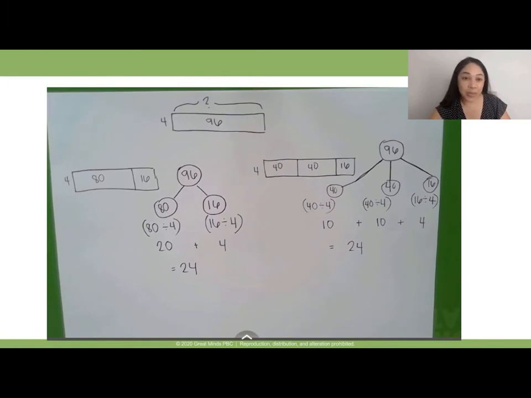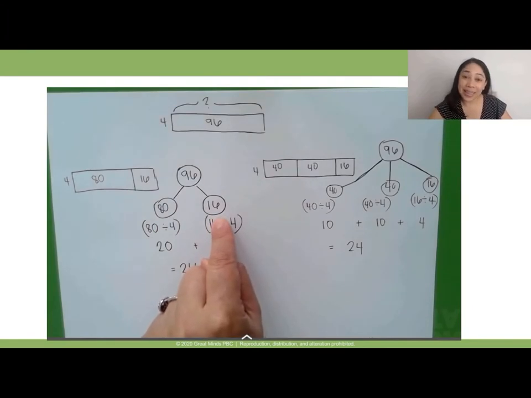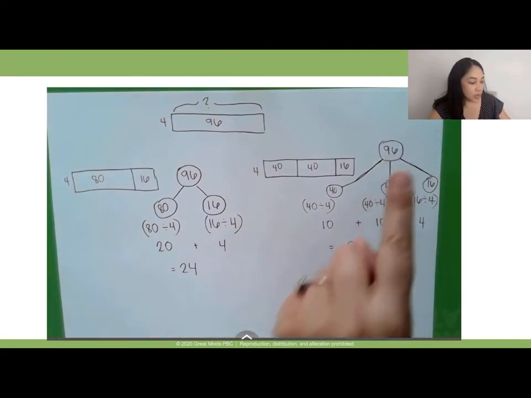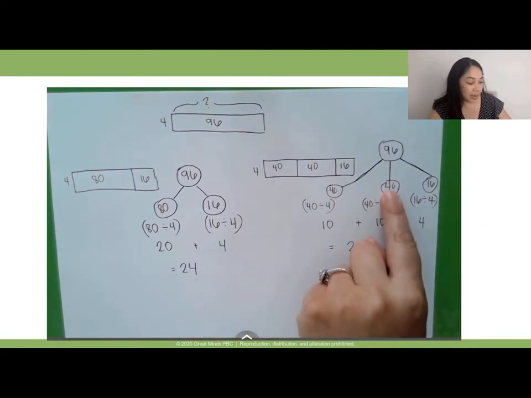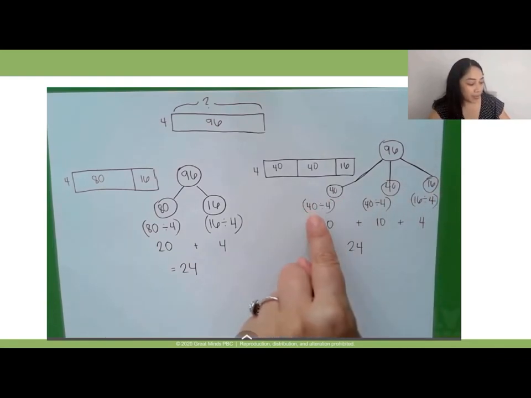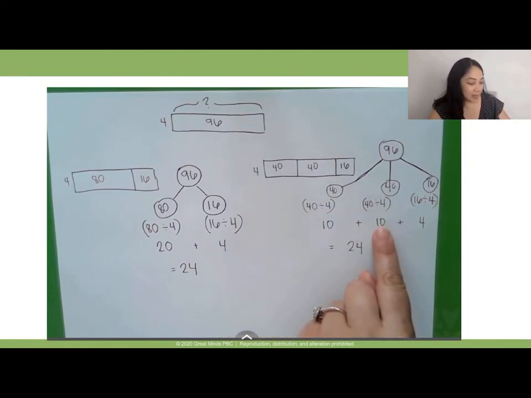The first way I did it was decomposing 96 into 80 and 16. I then divided both parts by the divisor of 4, which equals 20 and 4. And then the sum is 24. The second way I did it was decomposing 96 into 40 plus 40 plus 16. Again, I divided each of the three parts by 4, which equals 10 plus 10 plus 4, which again, the sum is 24.